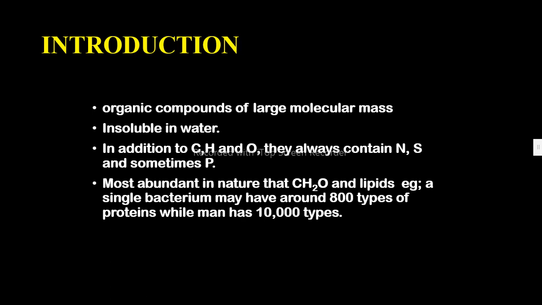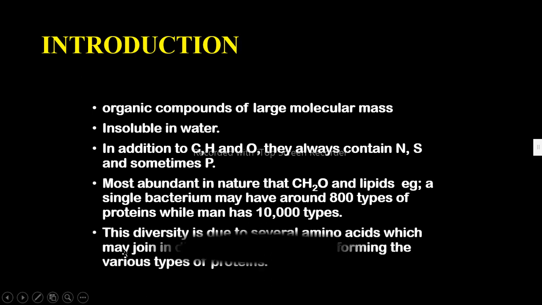For instance, a single bacterium might have around 800 different types of proteins. And you, who are watching and listening to me right now, may have around 10,000 different types of protein. So you can imagine. And all these different types of proteins are derived from amino acids.